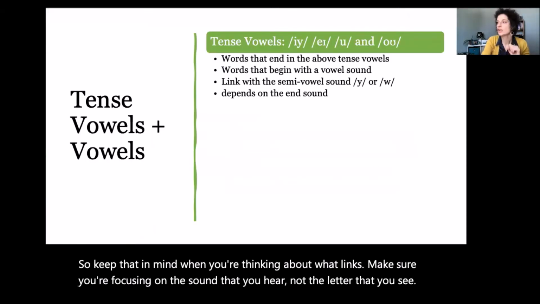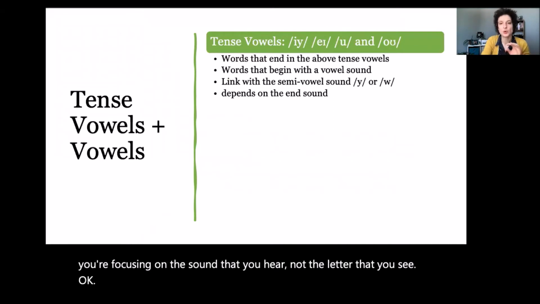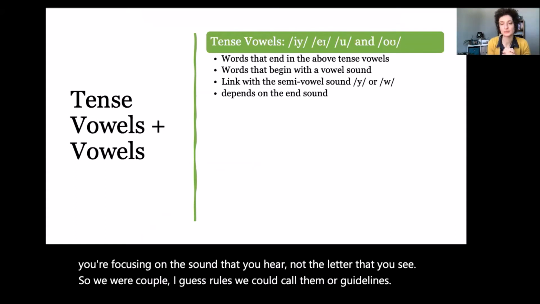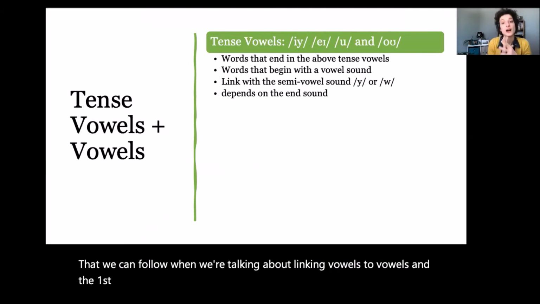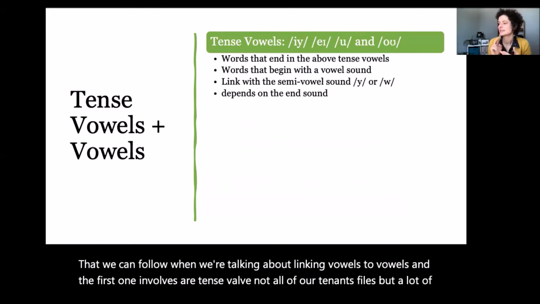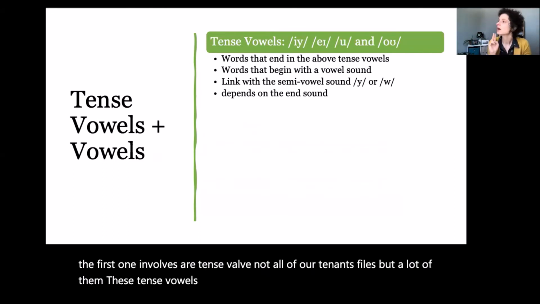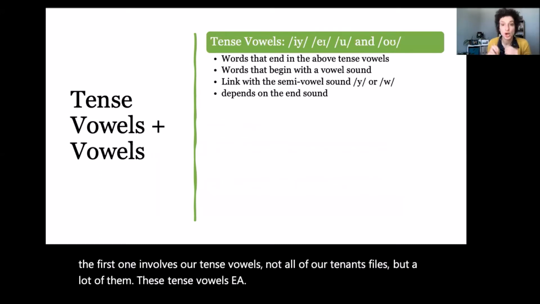Okay. So we have a couple, I guess, rules, we could call them, or guidelines that we can follow when we're talking about linking vowels to vowels. And the first one involves our tense vowels. Not all of our tense vowels, but a lot of them. These tense vowels, E, A, U, and O.